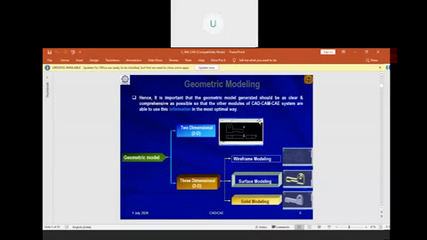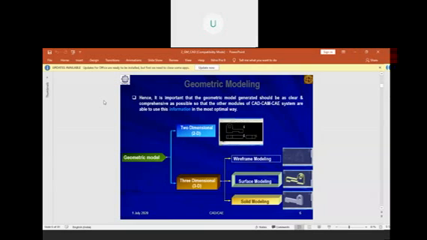Now, that I mentioned, it is important that the geometric model generated should be as clear and as comprehensive as possible, so that the other modules of the CAD/CAE system are able to use the information in the most optimal way. So geometric models are broadly classified into two groups: two-dimensional modeling, that is 2D modeling, generally used for drafting purposes, and three-dimensional modeling, which, based on its evolution or development, has been classified as wireframe modeling, surface modeling, and solid modeling.